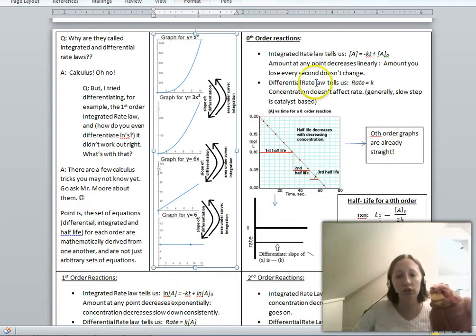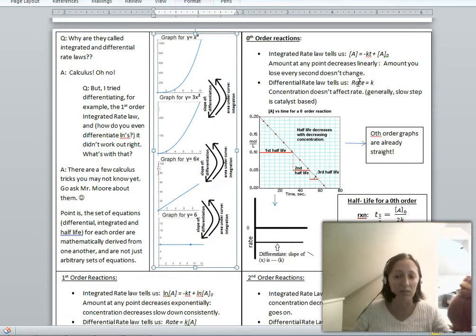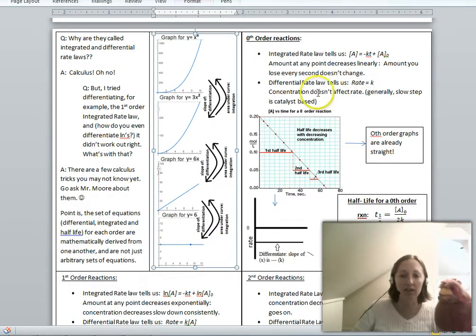And the differential rate law that matches this integrated rate law, the zeroth order differential rate law, you can see that because the rate is equal to the rate constant. How is it related to the concentration of the reactants? It's not. It's to the zeroth power. This is k times A to the zeroth power. So the only thing that matters is nothing. It just goes. The concentration does not affect the rate.